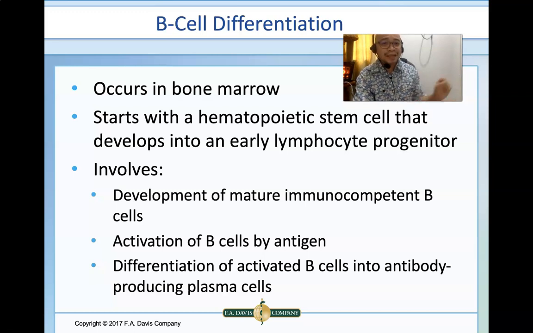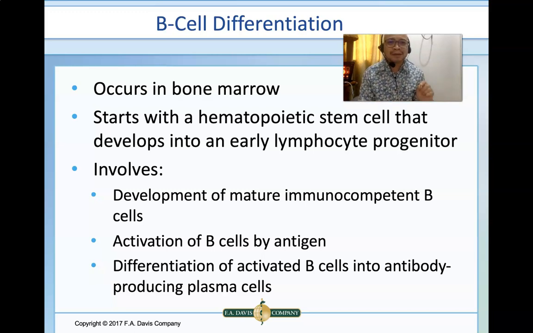Take note of the word immunocompetent, meaning they are competent as far as the context of immune response is concerned. Now, these particular B cells need to be activated by an antigen. Otherwise, they become naive. Once activated, B cells can be differentiated into one of the most important cells again of our body, and this is plasma cells.